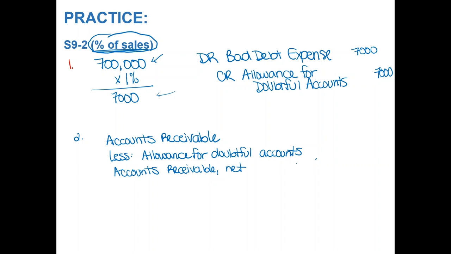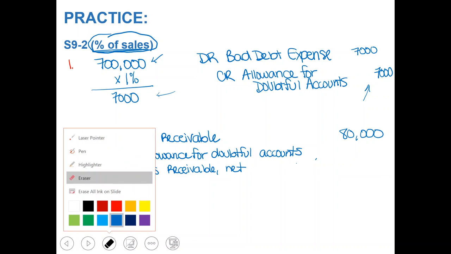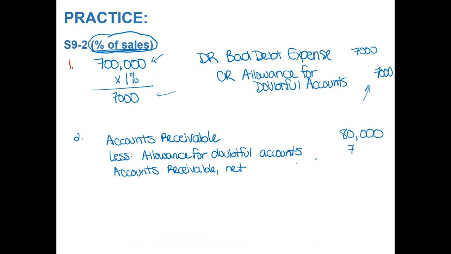So our accounts receivable, it told us that the balance at the end of the year was $80,000. We just calculated this allowance for doubtful accounts. That's the amount we added to the account. Since it didn't tell us an opening balance, we have to assume that's the full amount there. So we're subtracting that. Whoops, my lines aren't lining up very well there. This was 7,000, and we subtract it to get our net accounts receivable of 73,000.